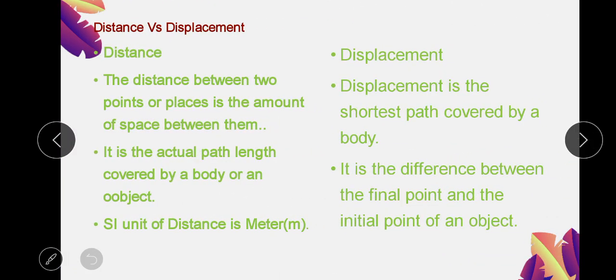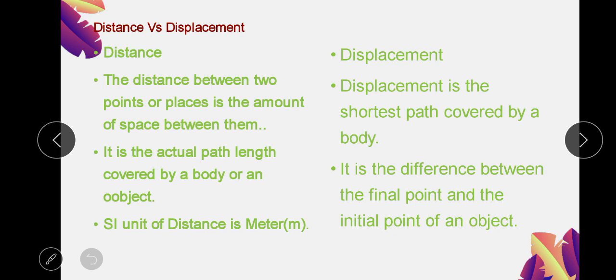Now let us talk about distance versus displacement. Distance is a scalar quantity while displacement is a vector quantity. Keep in mind, distance is the amount of space between two points, while displacement is the shortest path covered by the body. The SI unit of distance is the meter, and the same is for displacement.